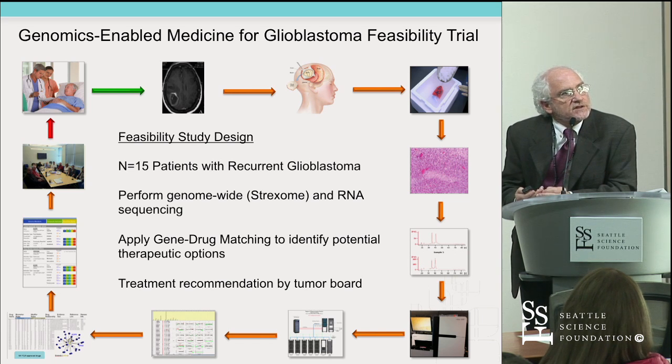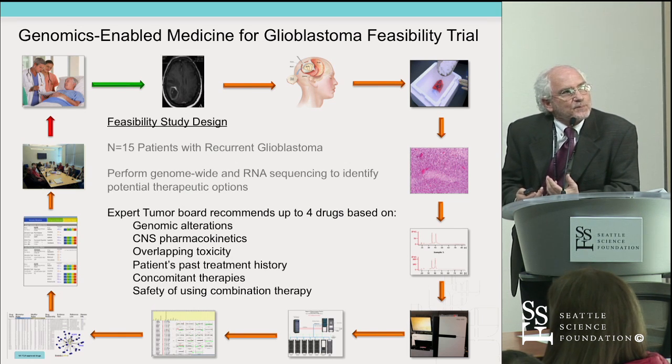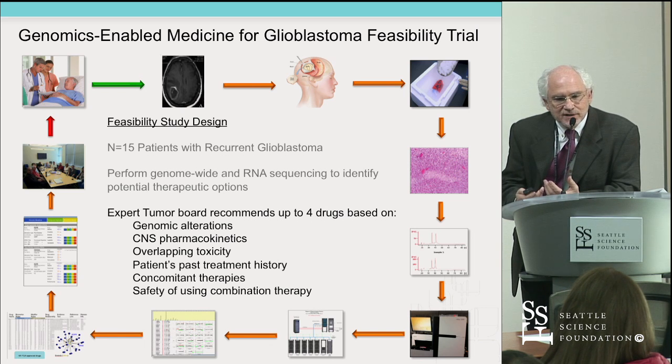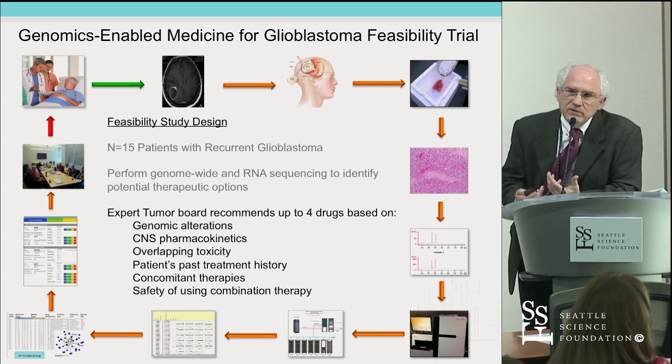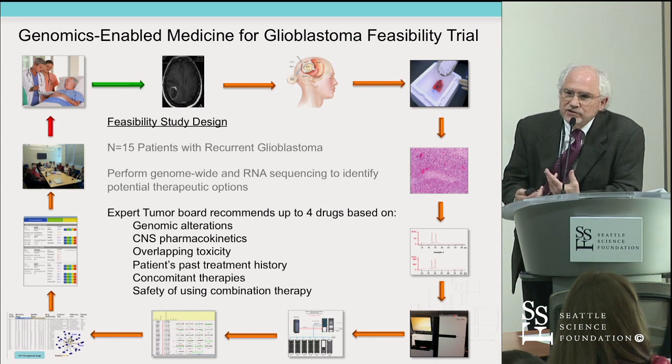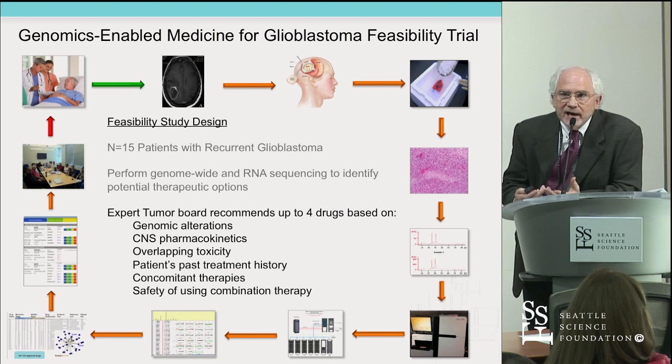So the strategy was to do this in 15 patients with recurrent glioblastoma, to do the genome-wide whole exome, RNA and DNA, to do the drug matching algorithms, and then make a report. When we talked about these things, first the TGen group would present the information about all of the alterations, including the allele frequency, the coverage, the details of that. Then we would talk about the CNS pharmacokinetics of the drugs that were matched as a group.